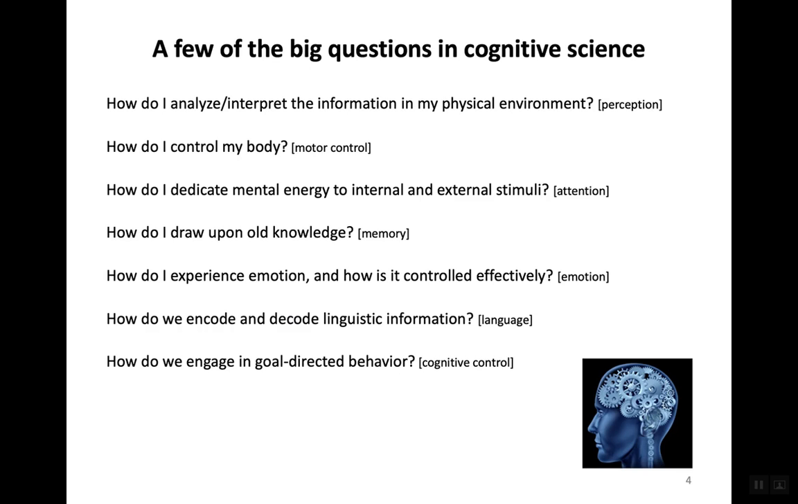let's change gears and try to take a better look at some of the questions that we will be asking in this course. If you're going to spend as much time as we expect you to trying to figure out what cognitive neuroscience is about, then a couple of good questions to begin with are the following. How do I analyze or interpret information in my physical environment? And that relates to the study of perception, whether visual, auditory, tactile.